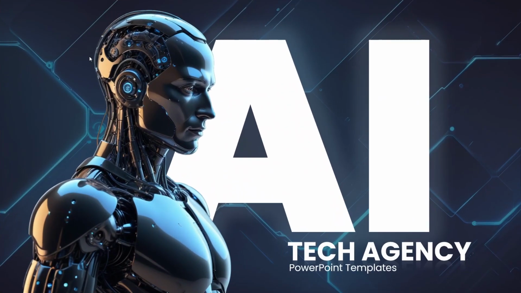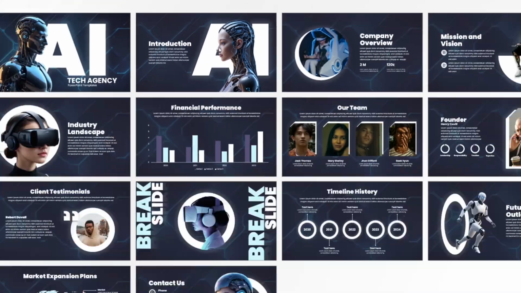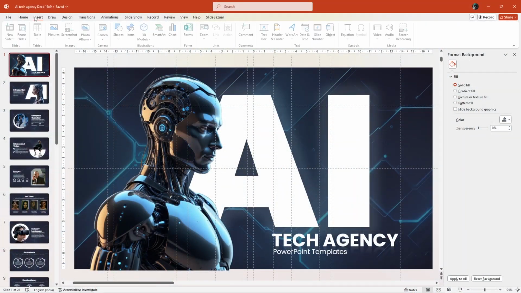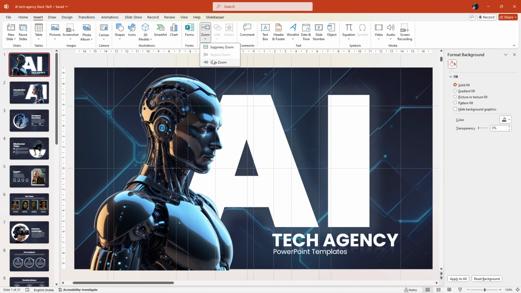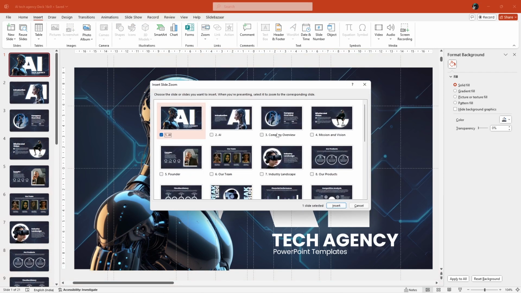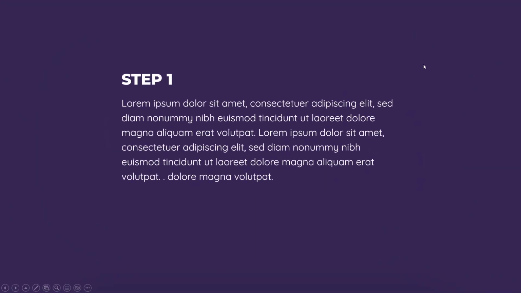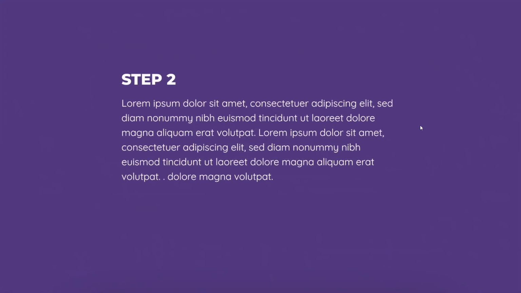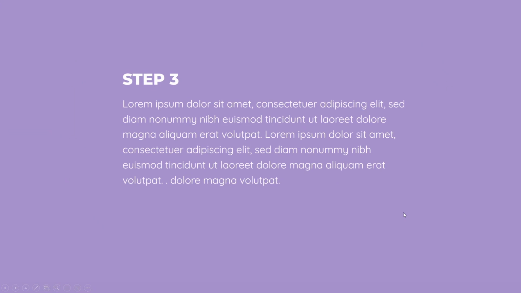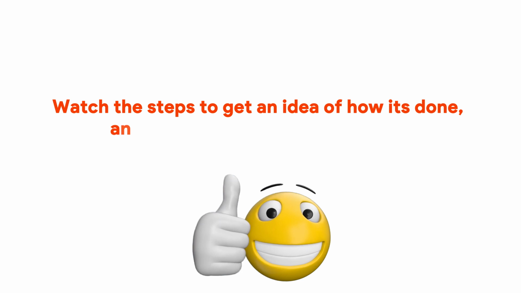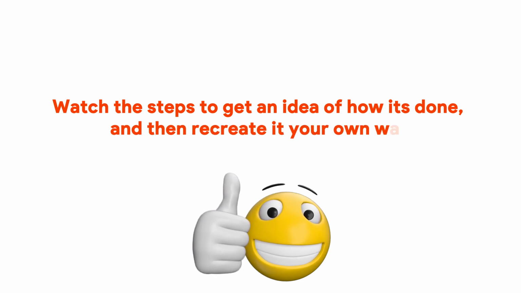To make a Prezi-style PowerPoint presentation, you just need to add a zoom transition to your slides. All you have to do is go to Insert, Zoom, and select Slide Zoom. But if you want a more creative approach, where you want to create custom clickable objects and add zoom transitions, here is a small tutorial that will help you. Watch the steps to get an idea of how it's done and then recreate it your own way.